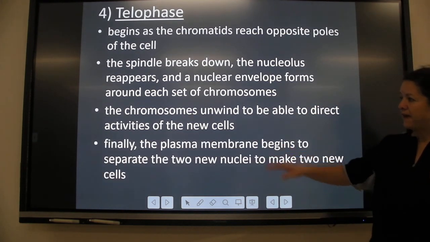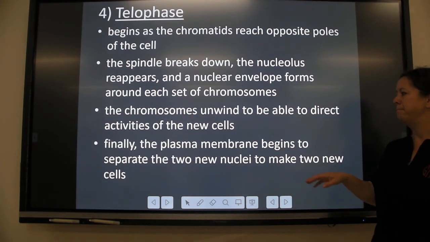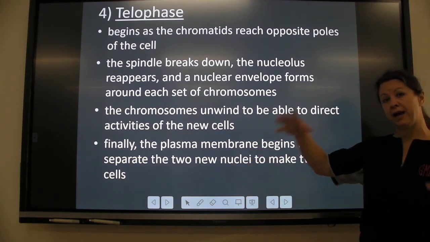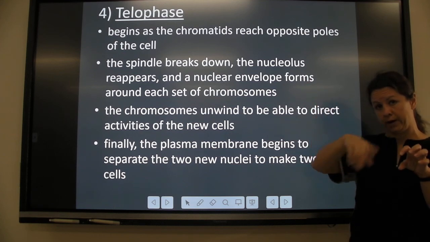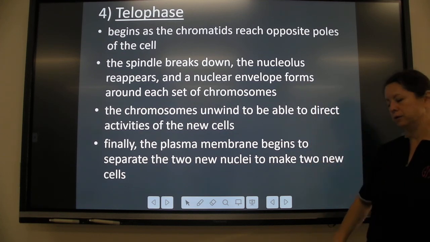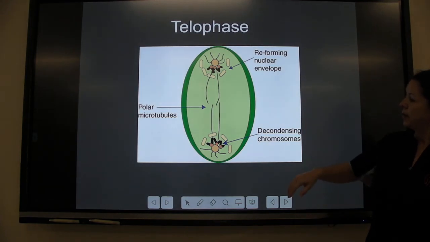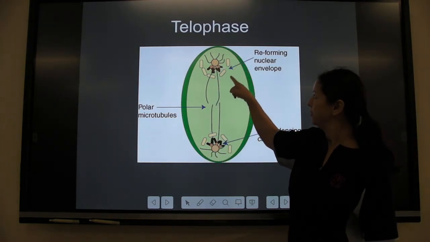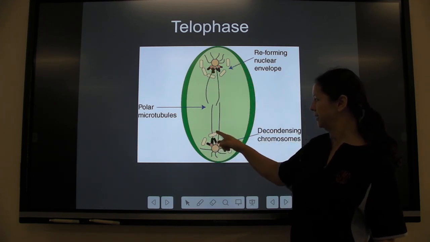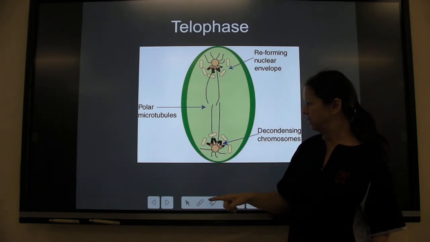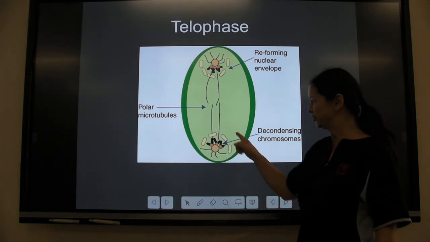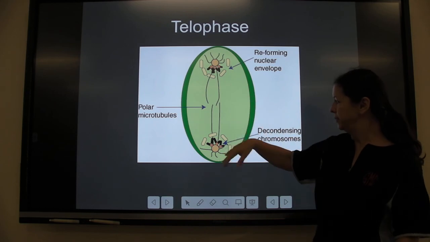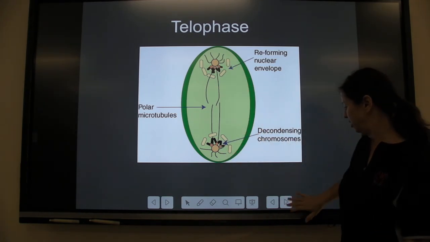All right? And then finally, the plasma membrane begins to separate the two new nuclei, the nucleus at each end. They're separating them to make two new cells. All right? And so what happens is you get all these chromosomes at each end. Now the nucleus starts coming back. That's what this little dotted, looks kind of like a Mike and Ike's to me, start showing back up. All right? The spindle is disappearing, and you're going to have a nucleus at each end.